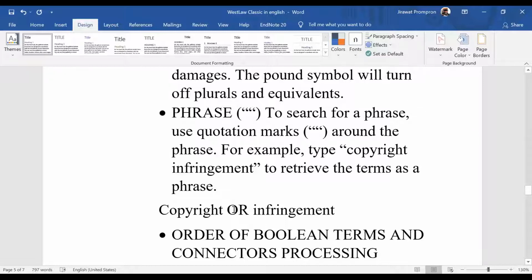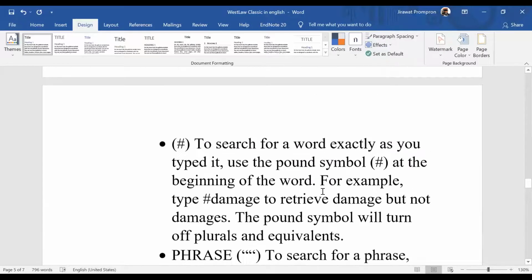So this means phrase: I want to search exactly the same as I type. Just put this one, the quotation marks. So repeat again.